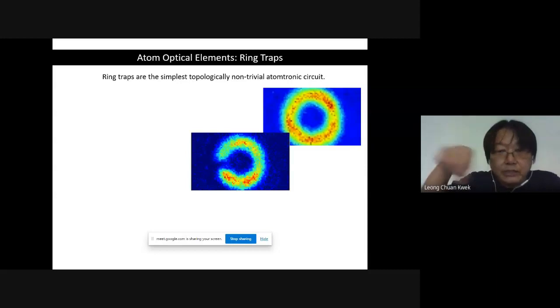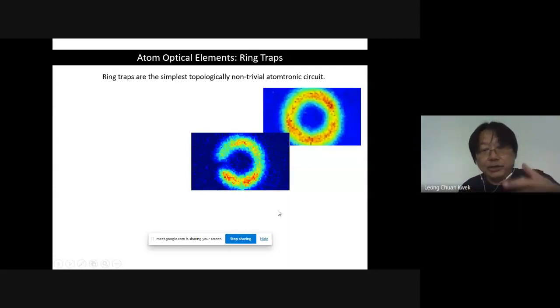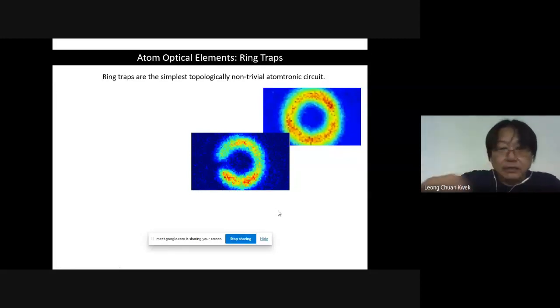You can also stir it, and you see in this particular picture you have this gap, and this gap is actually where the light shield is. This is a moving light shield. The moving light shield moves, and then it stirs the atoms that are trapped in this toroidal cavity.